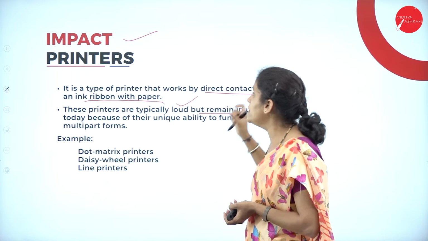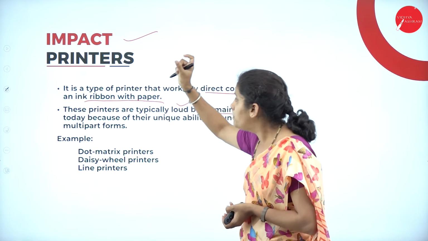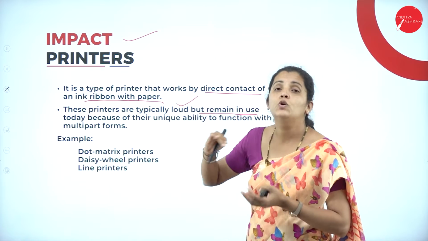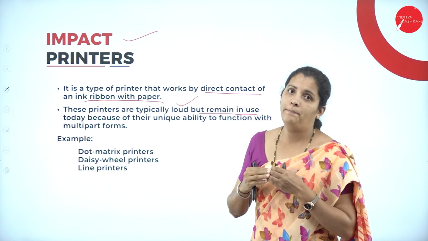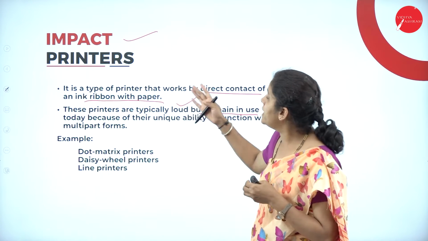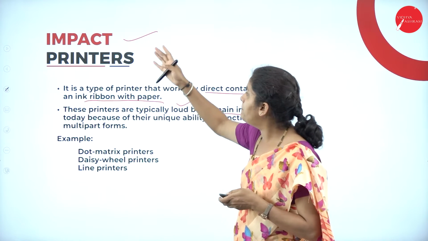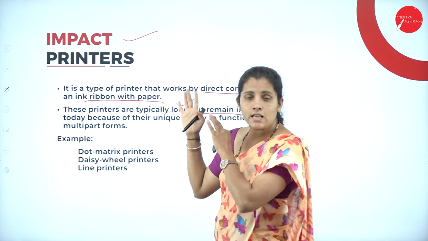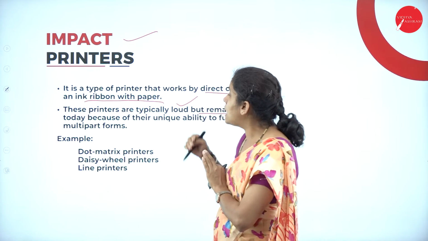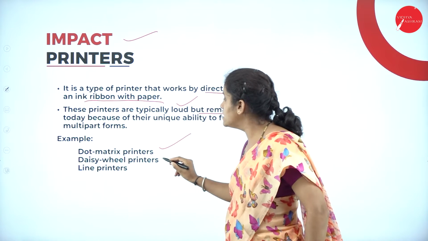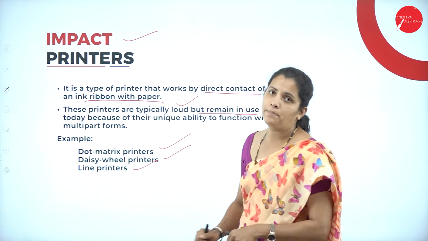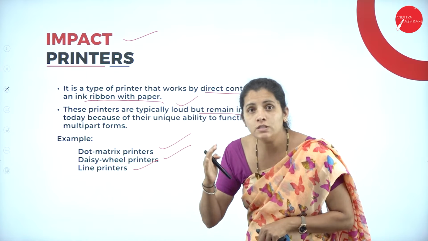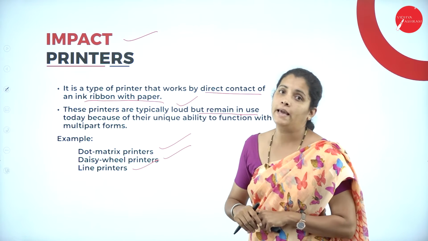That is the main use of impact printers. At the same time, it's also possible to print multiple papers at a time. That is the main advantage of impact printers. Dear students, some examples of impact printers are the dot matrix printer, daisy wheel printer and line printer. Impact printers use an electromechanical mechanism.